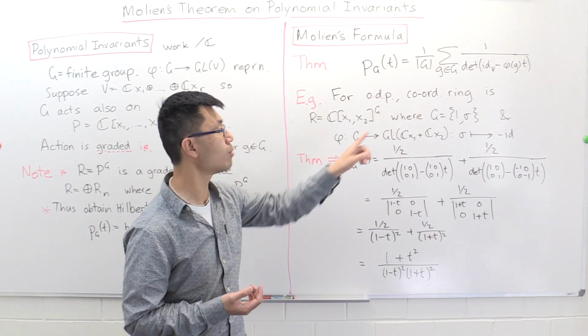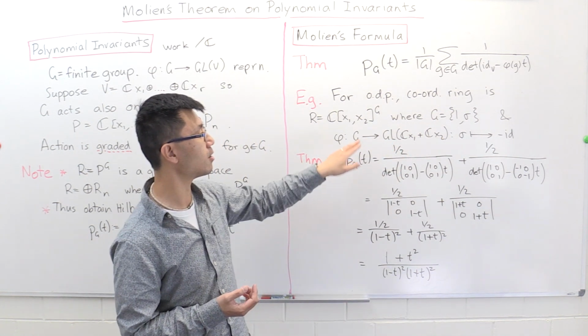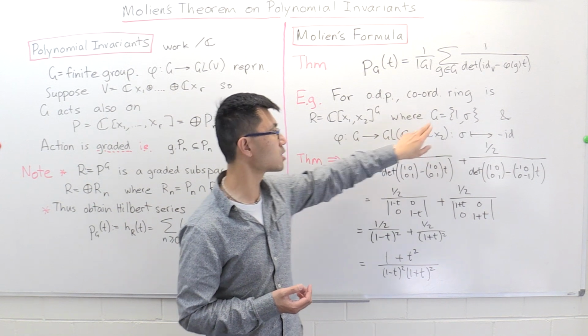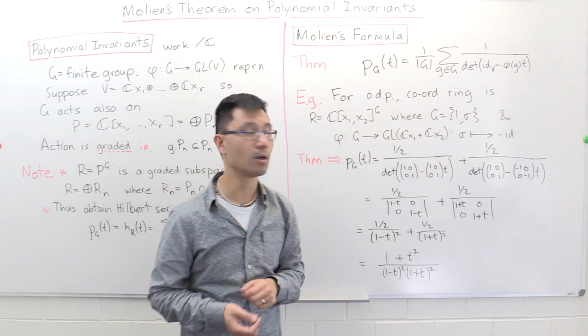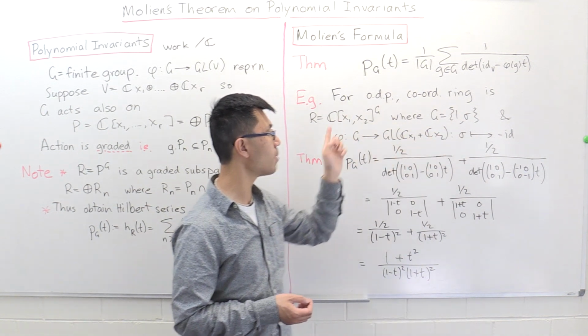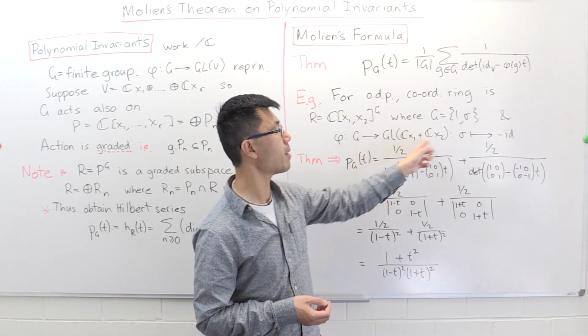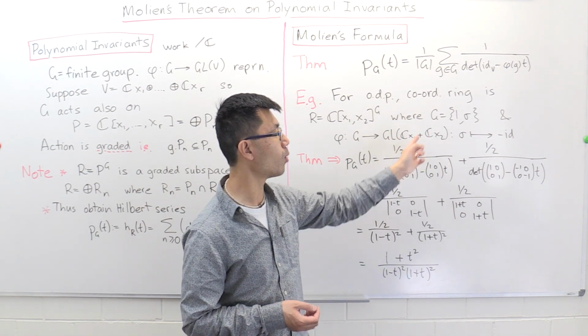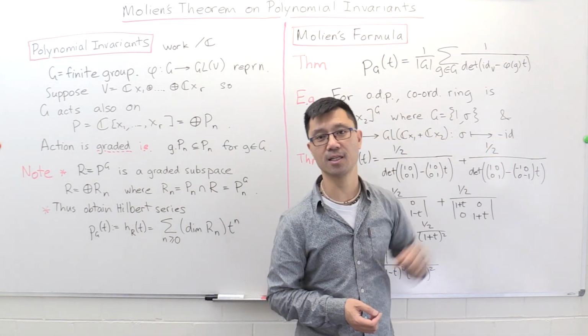Okay, so to give the representation corresponding to this, I need a group homomorphism from G to GL of the vector space spanned by x1 and x2. Okay, what's that? So of course it's a cyclic group. To get a group homomorphism, I just need to send sigma to some degree 2 element, order 2 element inside here. And the one that I'll send it to is the negative of the identity.